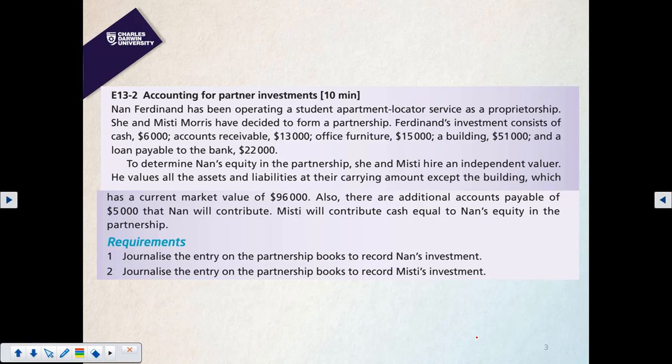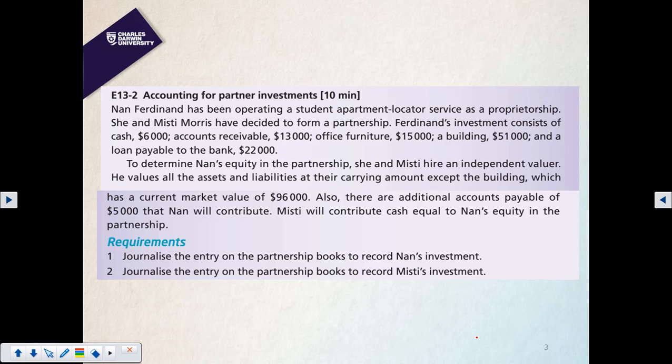To determine Nan's equity in the partnership, she and Misty hire an independent valuer. He values all the assets and liabilities at the carrying amount except the building, which has a current market value of $96,000. Also, there are additional accounts payable of $5,000 that Nan will contribute. Misty will contribute cash equal to Nan's equity in the partnership.